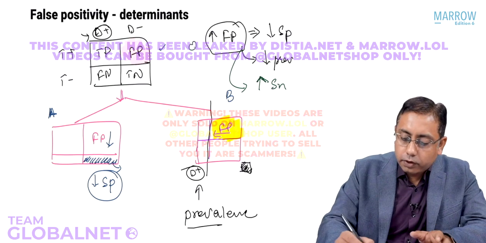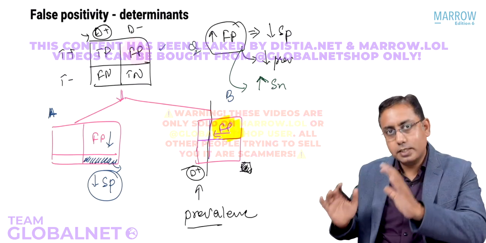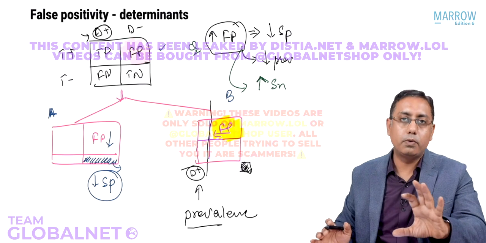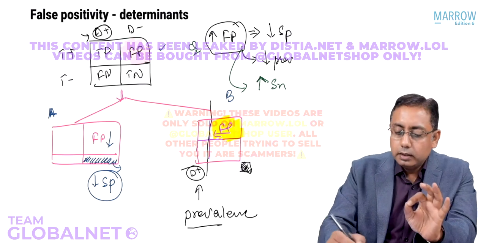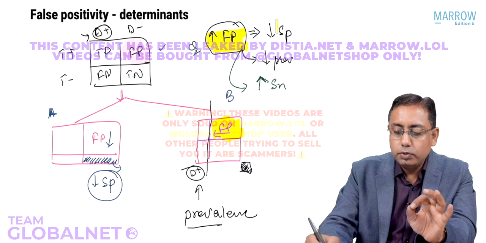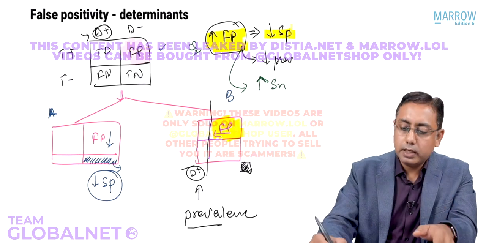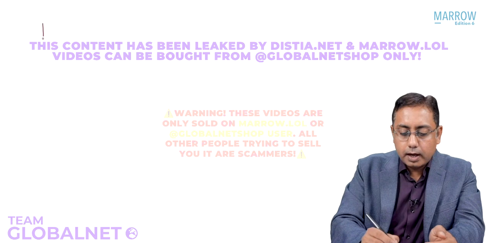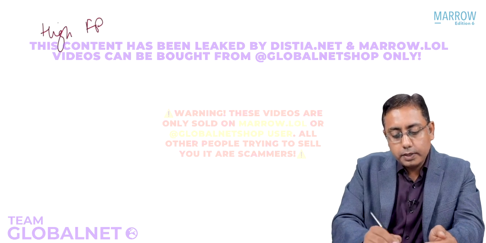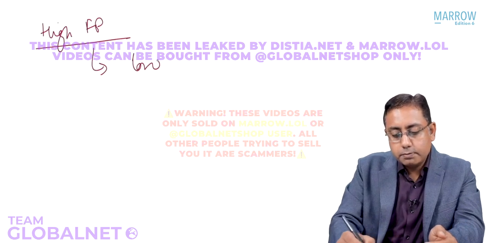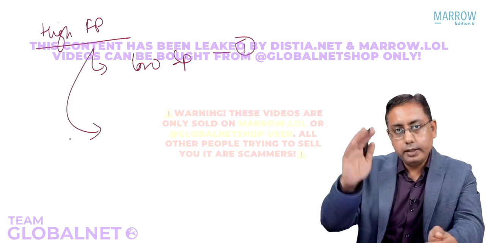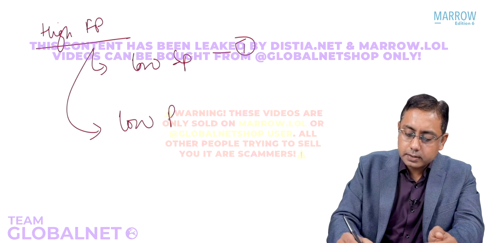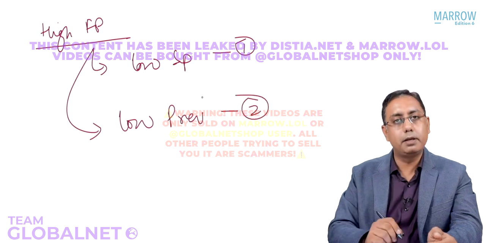The MCQ for you, the take-home message from this slide, the concept that I want to build in you is, if you get a single best answer, the high false positivity is due to low specificity. That should be your best answer. High false positivity is because of low specificity. That is your answer choice number 1. In case this is not there in the options, please mark low prevalence. That should be your option number 2.